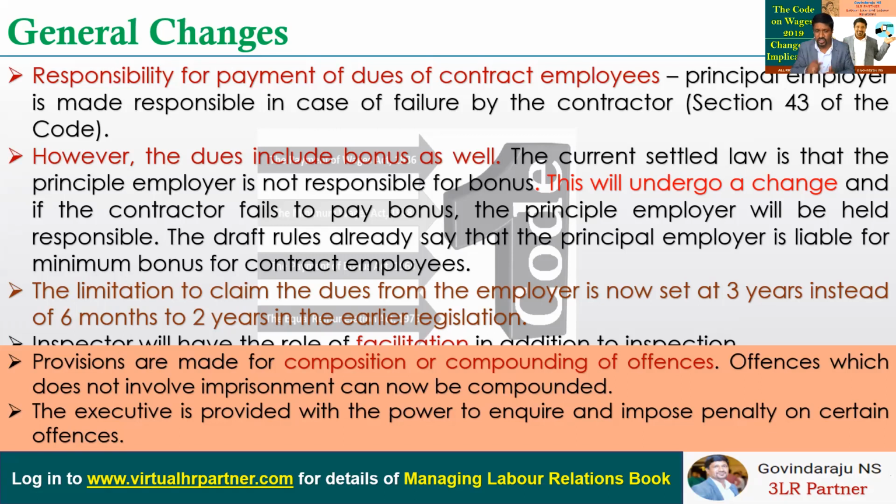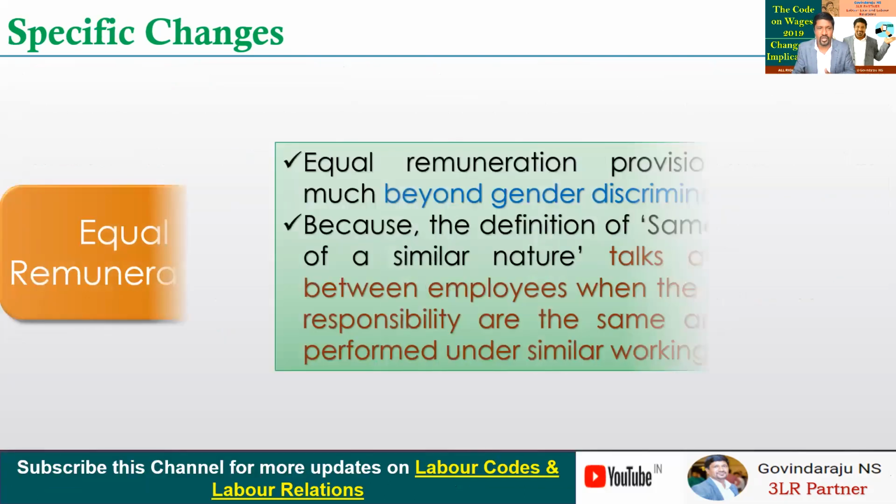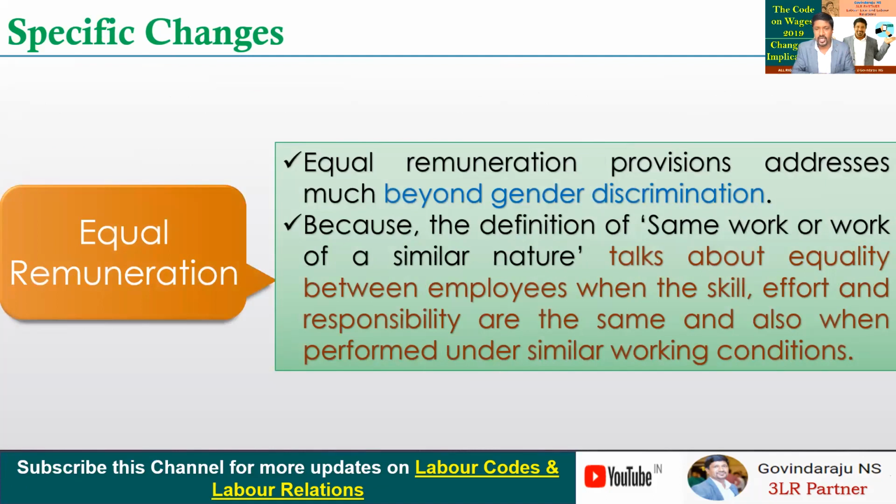And one more change, friends: the executive, which is the bureaucracy, is also provided with the power to inquire and impose penalty on certain offenses. And this trend you can also see in other codes. So certain offenses are listed. The executive or the bureaucrats or the officials who are fixed for this purpose can inquire and impose penalty on these offenses. Now going ahead, friends, let's also look into equal remuneration.